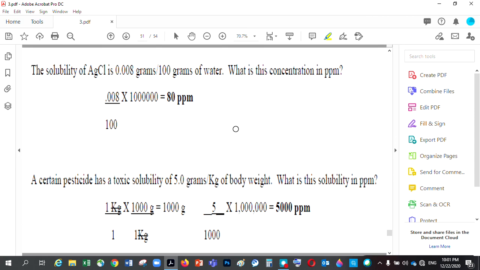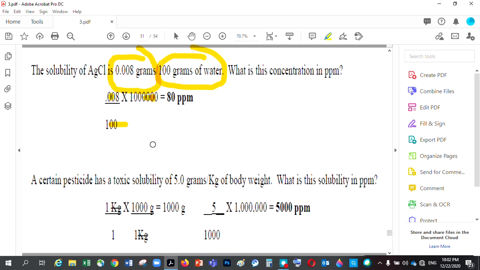Here is another example. The solubility of silver chloride is 0.008 grams per 100 gram of H2O. How can we express this in part per million? Straightforward. 0.008 grams, correct? Divide by 100 grams, grams cancel out, multiply by 10 power 6, 1, 2, 3, 4, 5, 6, correct? The two zeros here cancel with the two zeros there. So it will be 80 parts per million, correct?